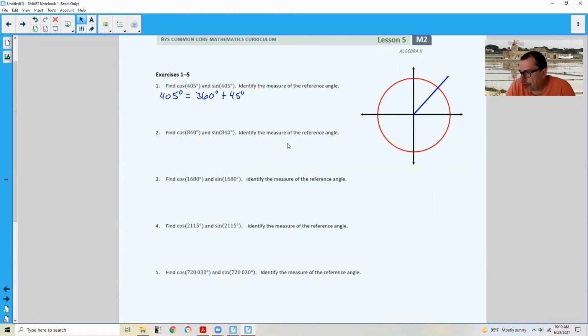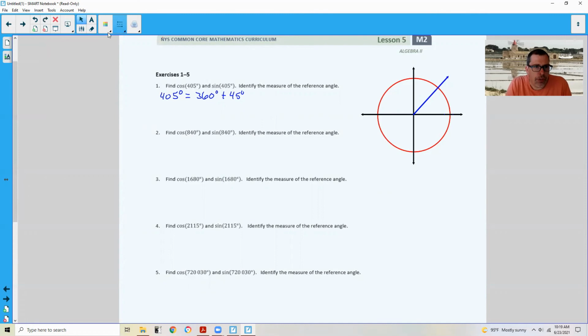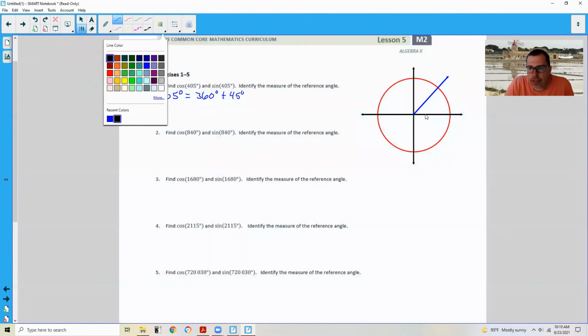So therefore, it says here, find the cosine of 405, the sine of 405, and identify the measure of the reference angle. The reference angle is simply the number of times we can multiply by 360 to get a number, and then the remainder is our reference angle. Hopefully that makes sense to you now. So we're going to mark this as our reference angle right here of 45 degrees.